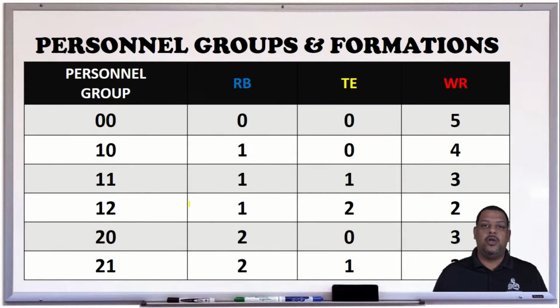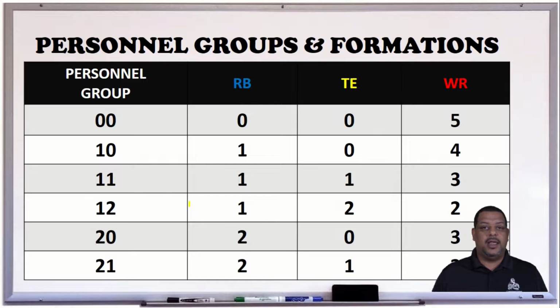All right, so now we're here on the whiteboard. I have up here pretty much a basic chart on personnel grouping and personnel packages. As you see right here, we're going to start off with personnel group 00. What that simply means, the first number goes to the running back. The second number goes to the tight end. Wide receivers are left off. Why? Because you only get 5 eligible receivers.